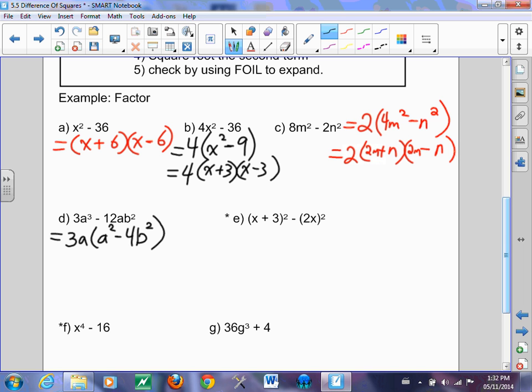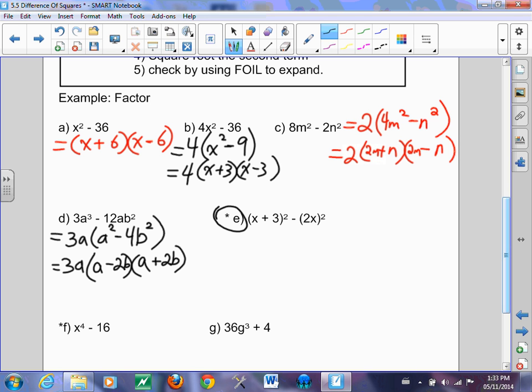Okay, look in your brackets. You should still recognize a difference of squares. So we're going to set that up, and this time I'm going to put a negative, then a positive. It doesn't really matter. Take the square root of the first, it's going to be A. The square root of the last is going to be 2B. And you are done.